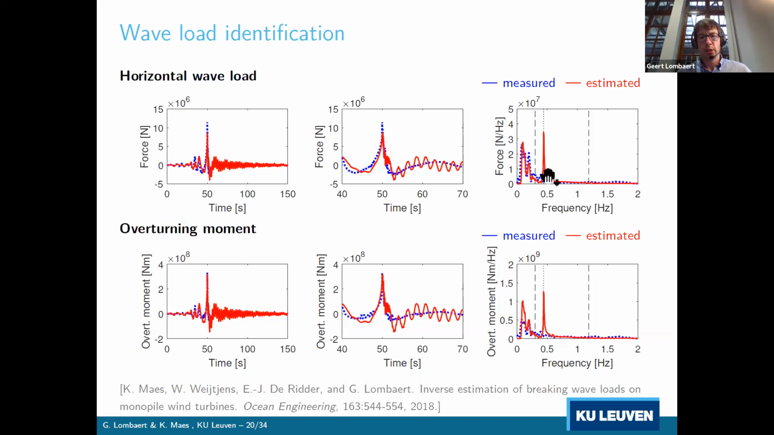And these actually originate probably from modeling errors, which have a large influence at the anti-resonance frequency of the structure. So that's what the peak is associated with.